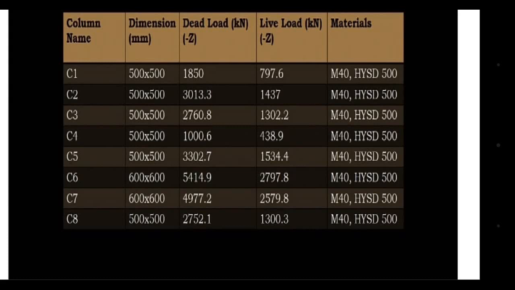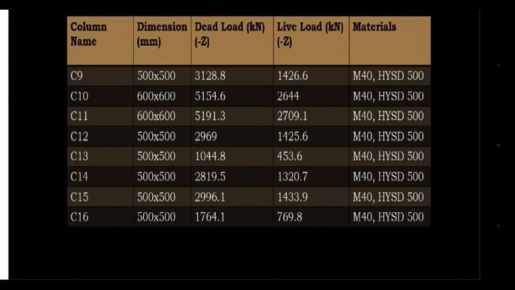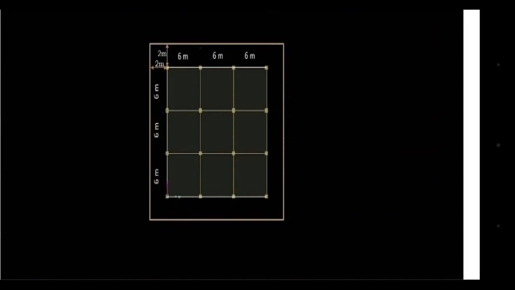As you can see, our dimensions are only of two types, 500x500 mm and 600x600 mm. So C6, C7, C10, and C11 have dimensions 600x600 mm, and the other columns have dimensions 500x500 mm. For each column, the dead load and live load are given, and we need this data later. We should extend 2 meters from each side to cover the end columns.